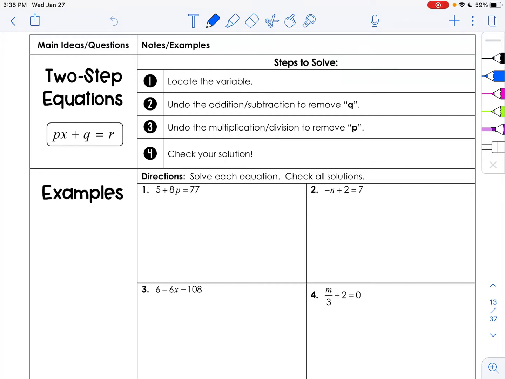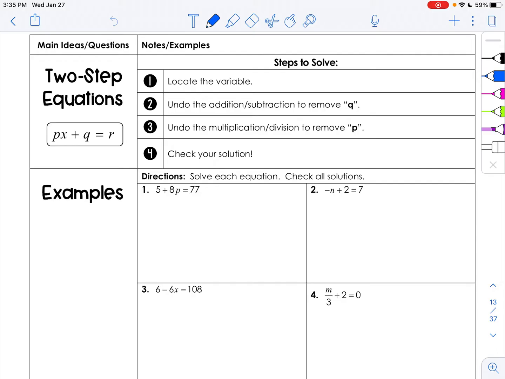In this lesson, we're going to take what we've been reviewing about one-step equations and apply it to two-step equations. So the process that I talked about in our previous lessons with one-step equations is going to be even more important when we're doing these two-step problems.